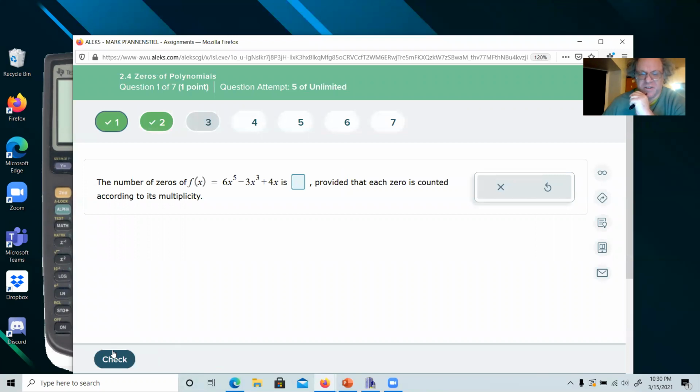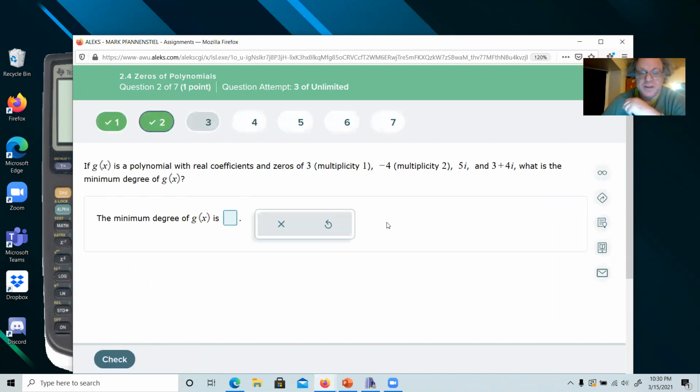Let me see if we can find another one. Okay, this is a nicer one. So this one, we might even have a chance at finding these. But we have 6x to the 5th. I don't really care about this stuff. It's just we have 5 possible zeros here because we're just looking at the degree. That's all we're checking.